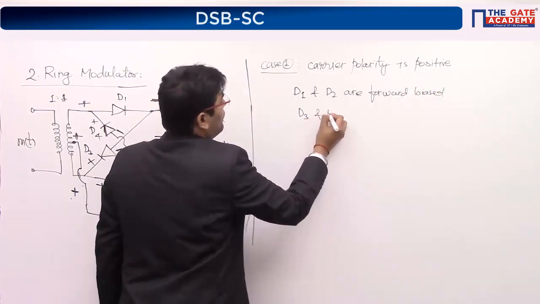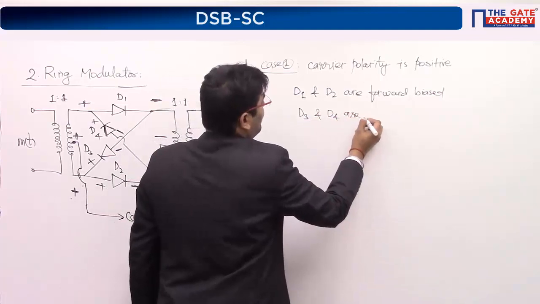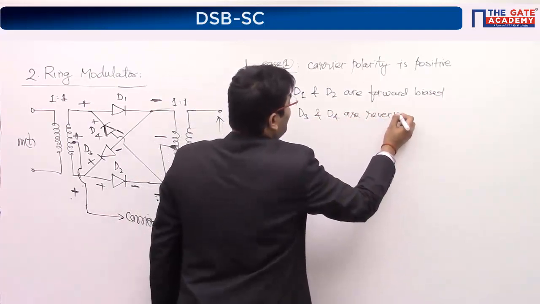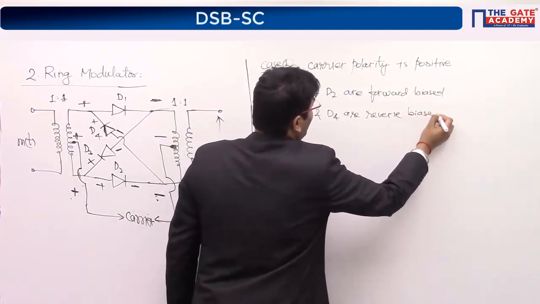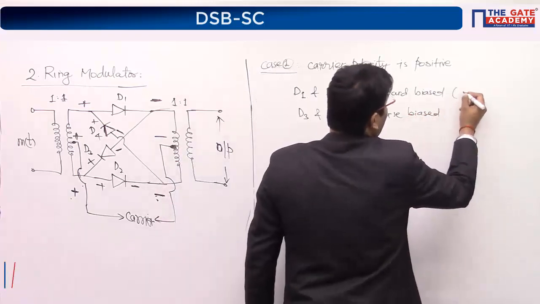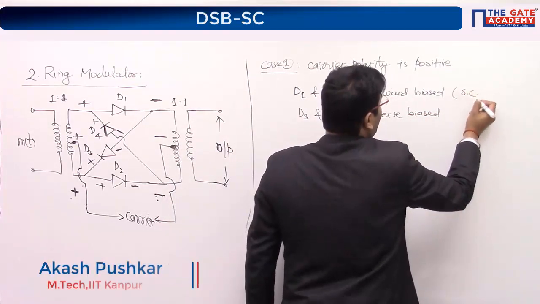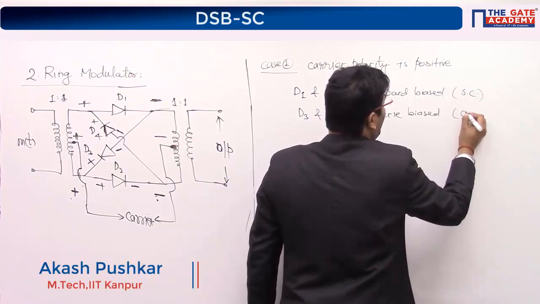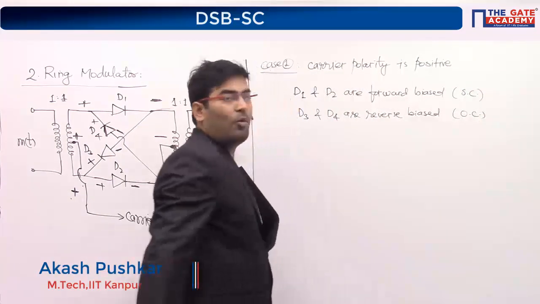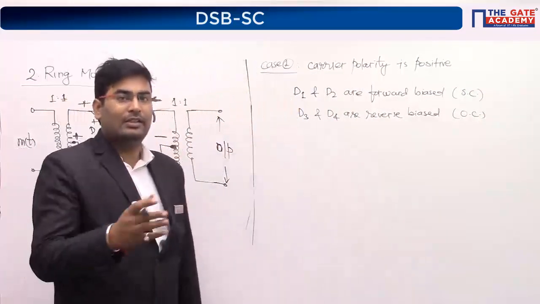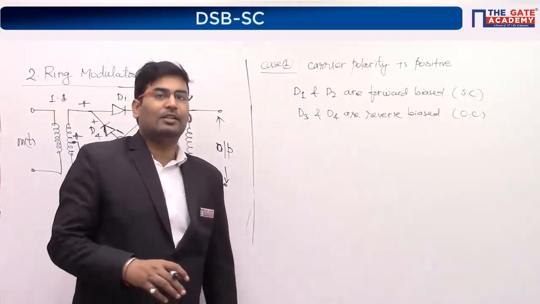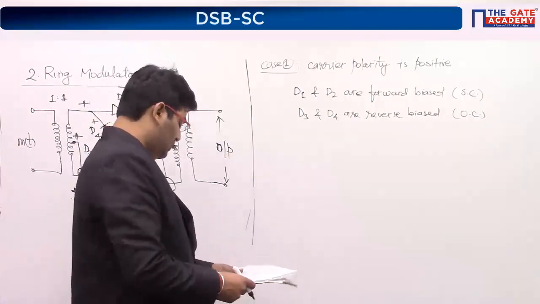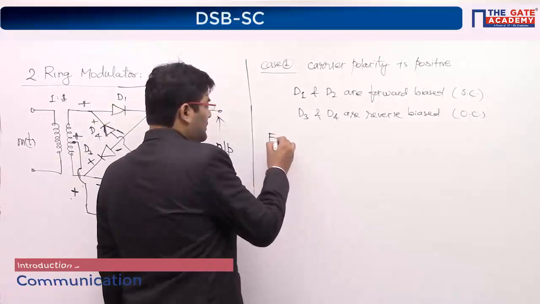So let me write: diodes D1 and D2 are forward biased, D3 and D4 are reverse biased. Given that these diodes are ideal, forward bias will be a short circuit, just connected by wire, and reverse bias means open circuit, behaving like a switch, since it's an ideal diode. So the equivalent circuit will look like this, guys.